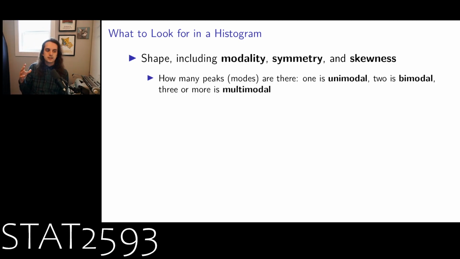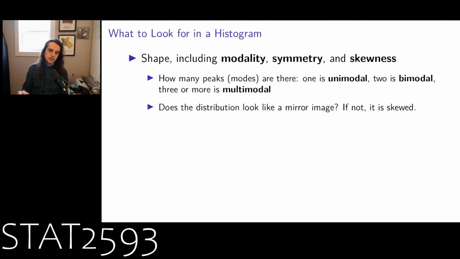So modality refers to how many peaks or modes there are. If we only have one peak in the distribution, we call that unimodal. If there's 2, we call it bimodal. If there's 3 or more, we're going to refer to that as multimodal. If the distribution looks like it could be a mirror image of itself, we say that it is symmetric. If it's not, then we're going to say it's skewed. So distributions are all symmetric or they're skewed.